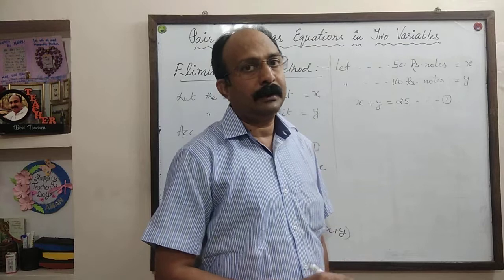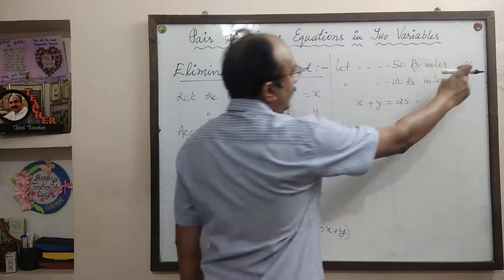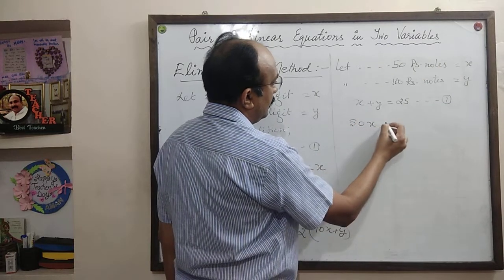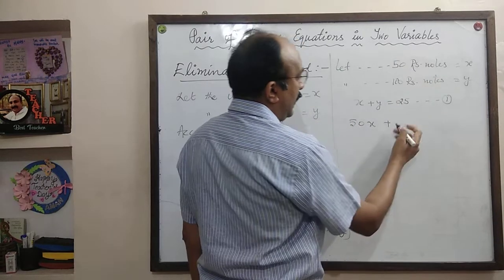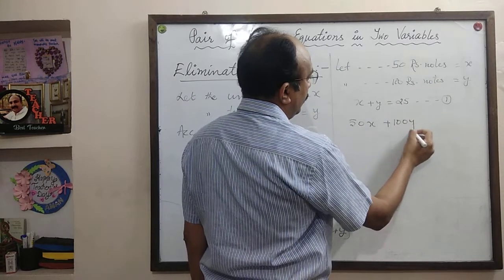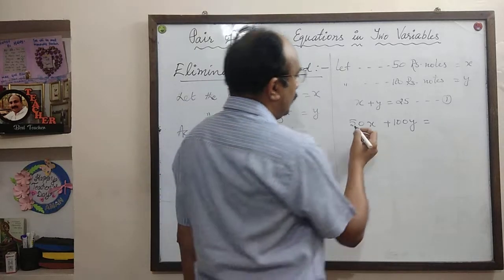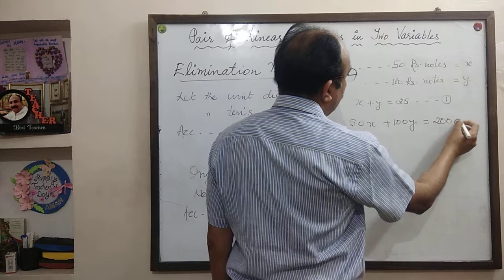Second condition, what is the total value of notes that she has? Rupees 2000. Now, what does it mean? What is the value of x 50 rupee notes? 50x. What is the value of y 100 rupee notes? 100y. Now, what is the total value? 2000. So, 50x plus 100y is equal to 2000.